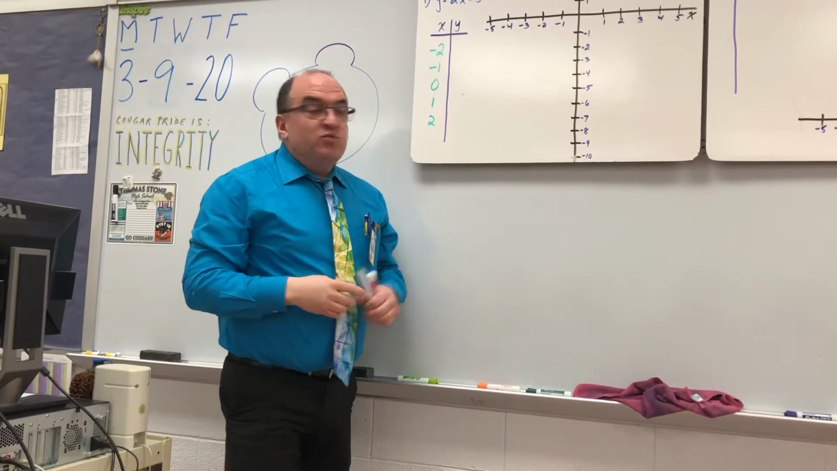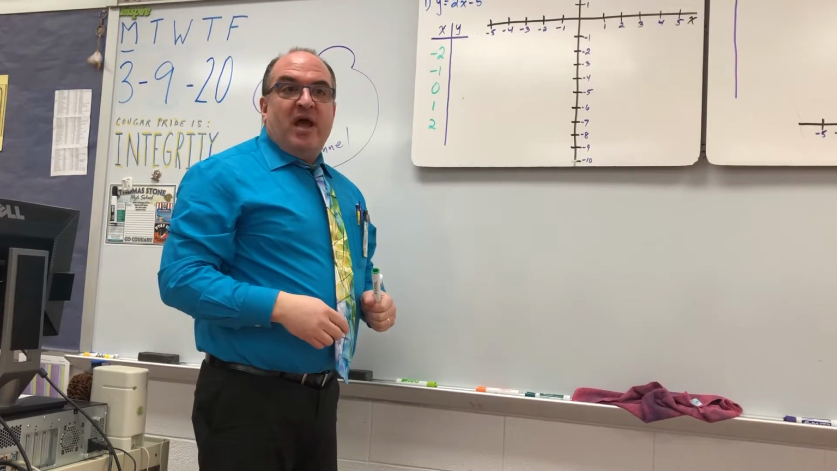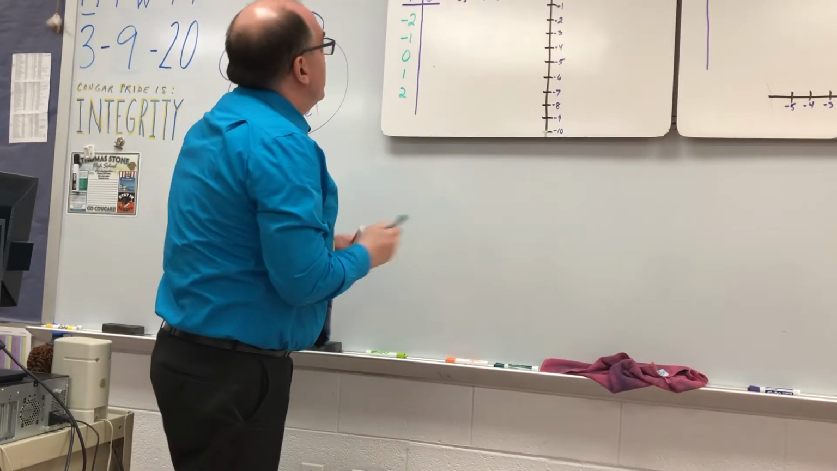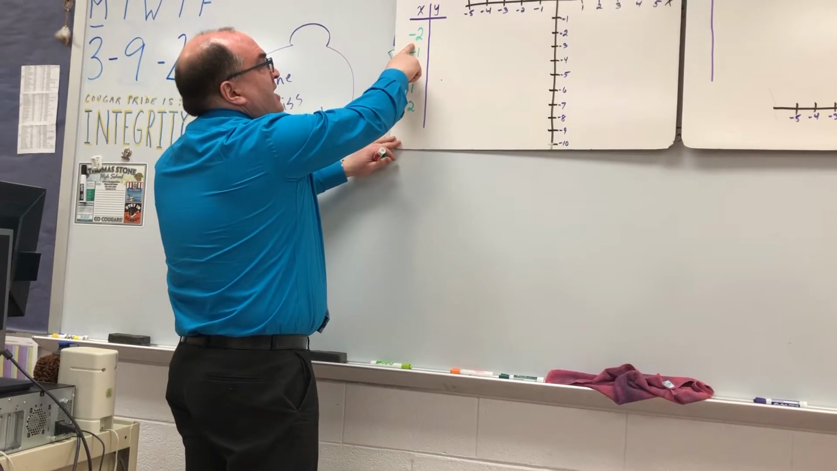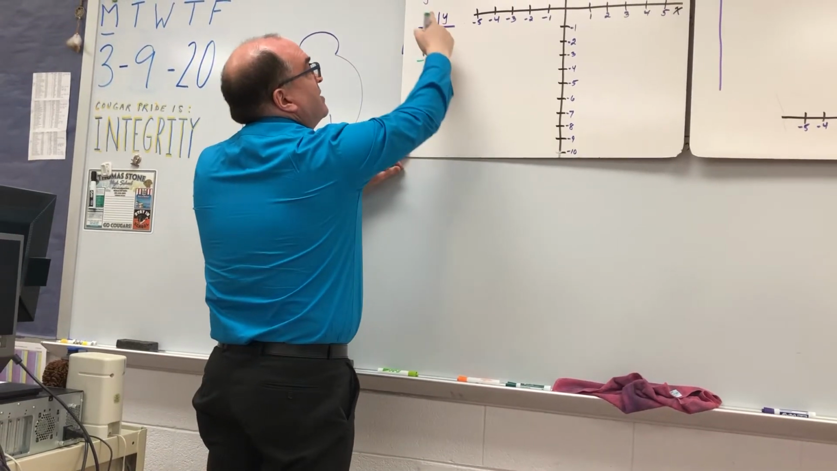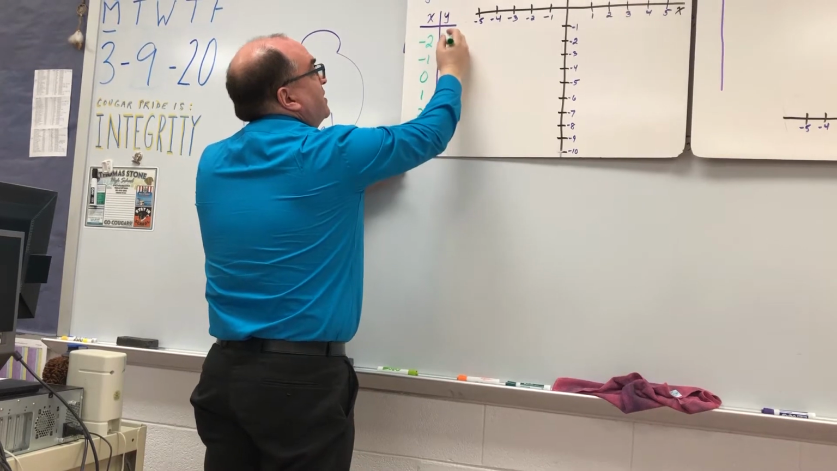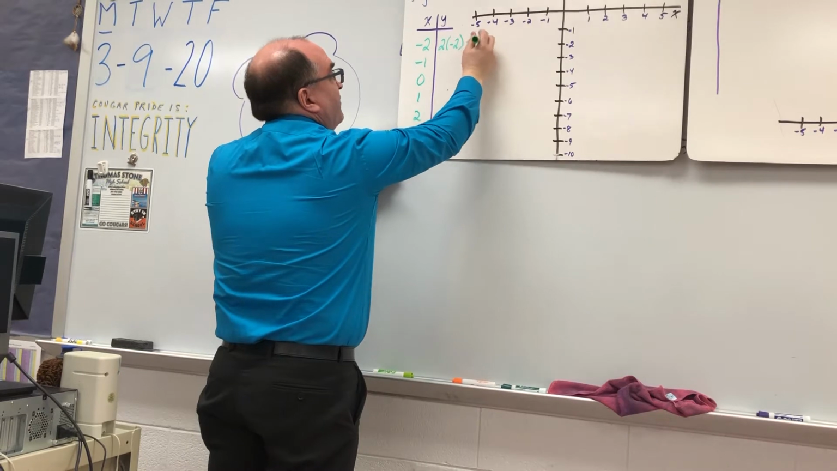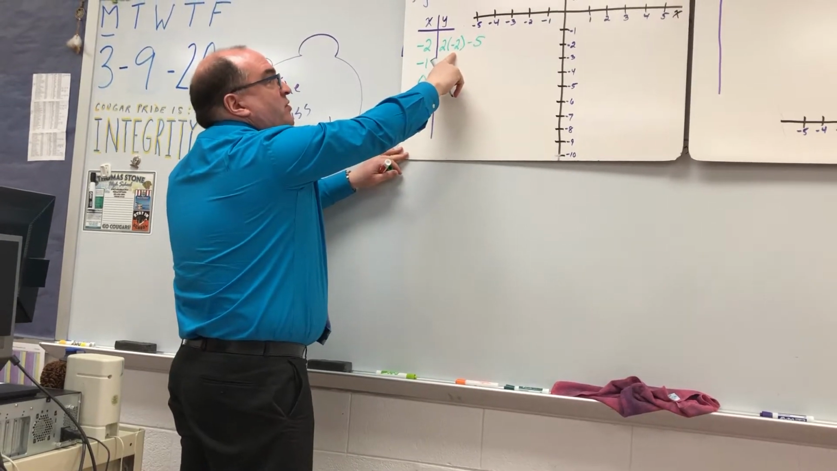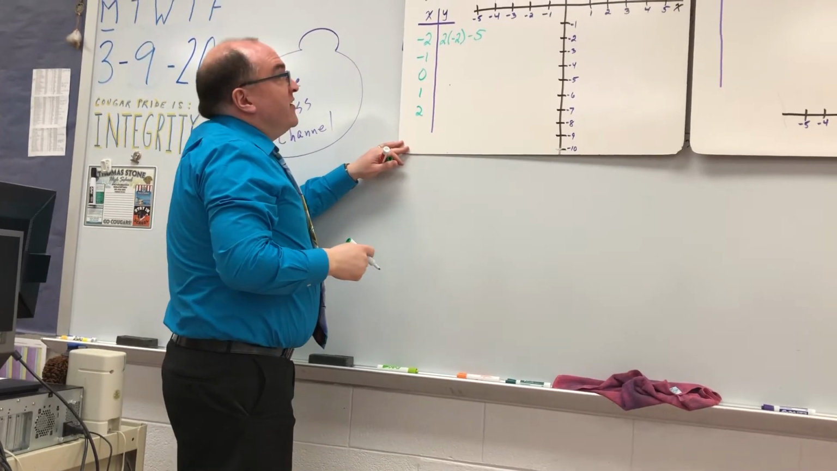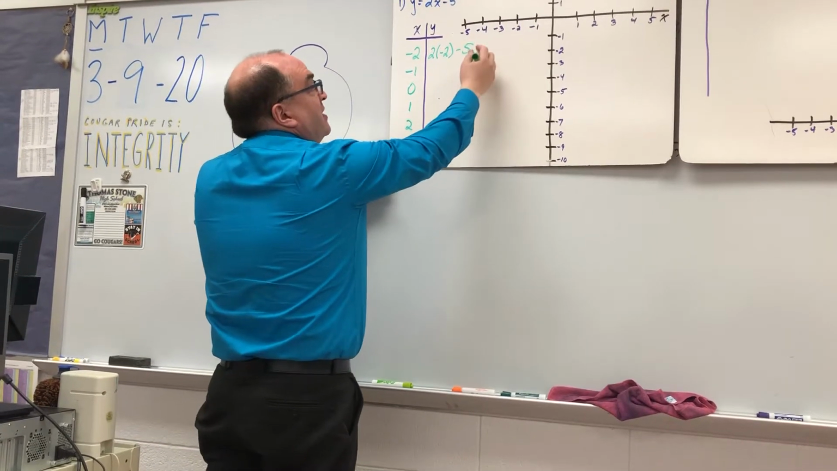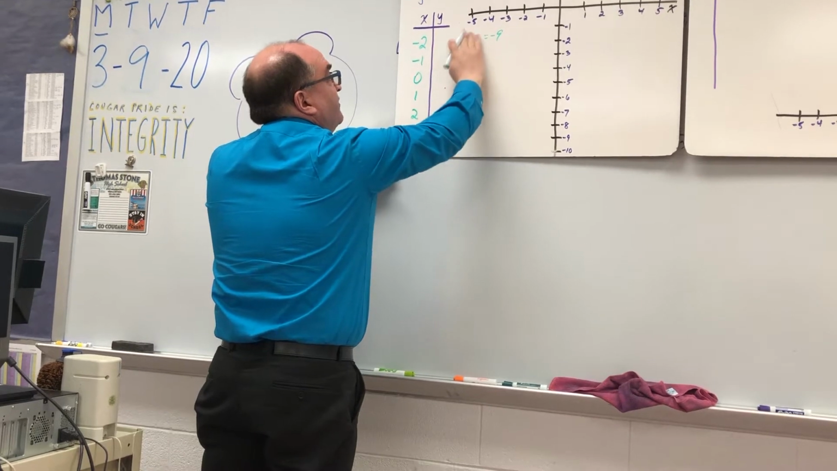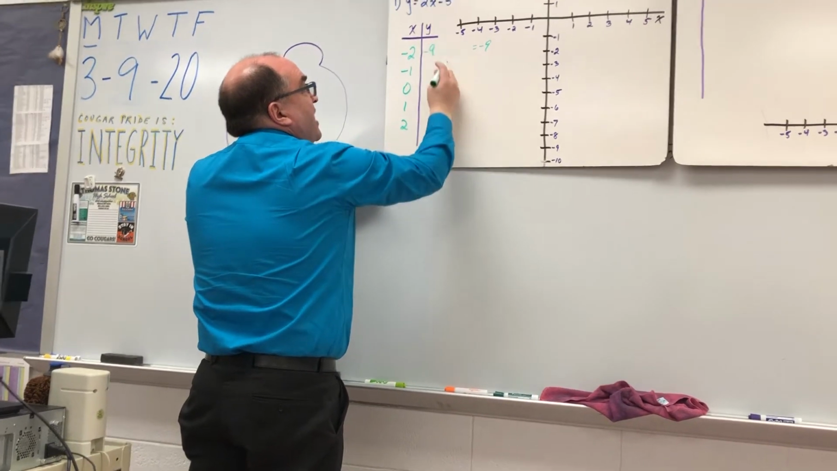Meaning what we're going to do is we're going to put these 5 numbers in for x and then solve for y. What do I mean by that? I mean that if x is -2, y equals 2 times -2 minus 5. What's 2 times -2? -4. What's -4 minus 5? -9. So when x is -2, y is -9.